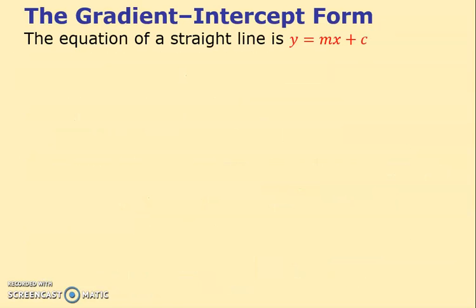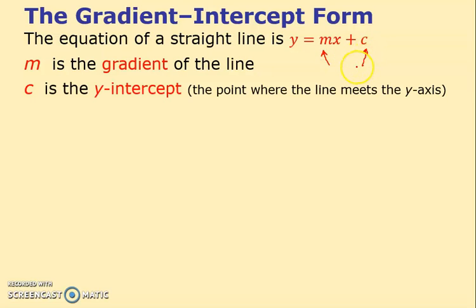Anyway, so we're going to look at what we're going to call the gradient intercept form. As you can see, I've written that as y equals mx plus c. You can see why it's called the gradient intercept form, because we already know from GCSE that the m is the gradient and the c is what we call the y-intercept. And that, as it says, is where the straight line meets the y-axis.